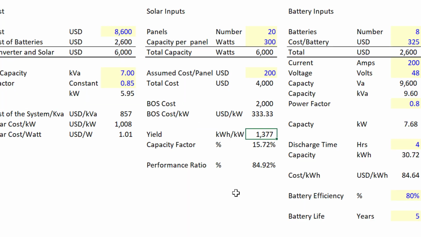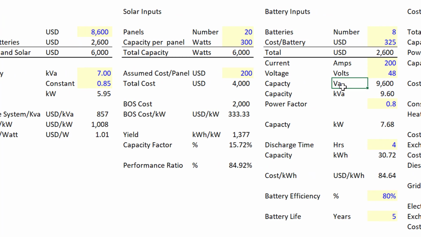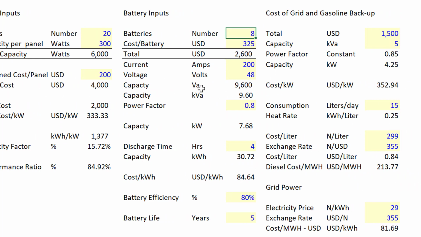Okay, let's go back to our inputs. All right, and then for the battery inputs, this is the one that was really a little confusing to me. How much does it really cost, and how can we compare different battery costs to one another? So he said he's buying eight batteries, and each battery cost, I've already told you that, 325 US. He gave the amps and the volts to get ultimately to the kVA. I should have put the same power factor perhaps. And we get the capacity. And then I said, well, how long does it take to discharge the batteries?